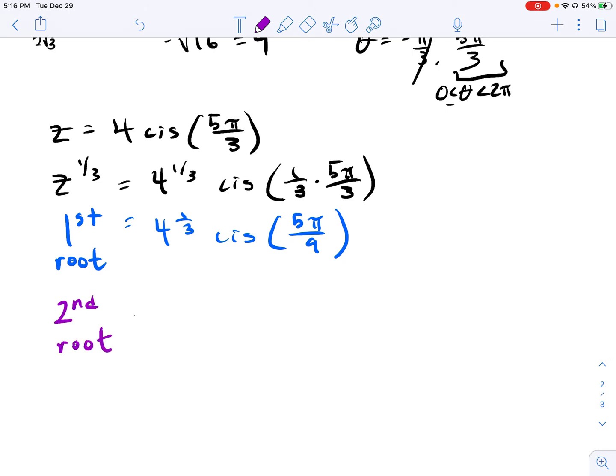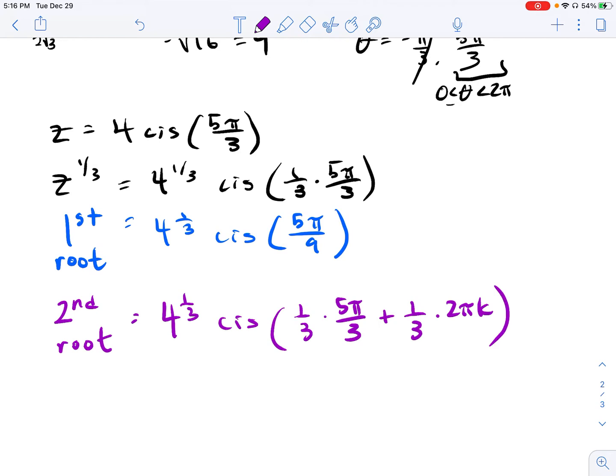The second root then would be 4 to the 1/3 still, CIS, and we're still going to have 1/3 times 5 pi over 3. That's going to be kind of our basis, or our base. But now what we're doing is we're adding 1/3 times 2 pi k, where k is going to be equal to 1 here. So I'm going to just replace that k for just 1. Okay, so that's just effectively just 2 pi.